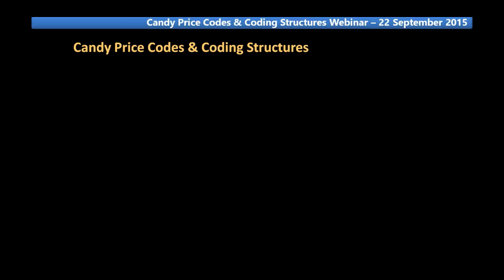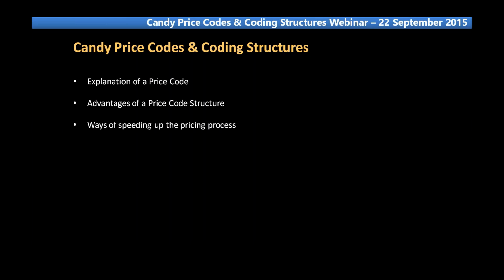The following will be the topics that I will be able to cover today. Explanation of a price code, advantages of a price code structure, ways of speeding up the pricing process, auto pricing, generic auto pricing, recoding price codes.